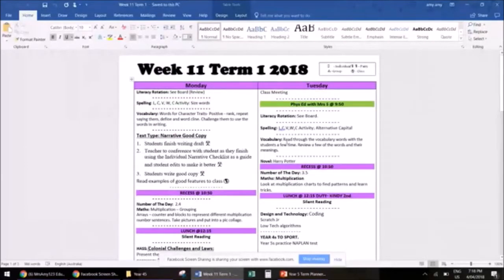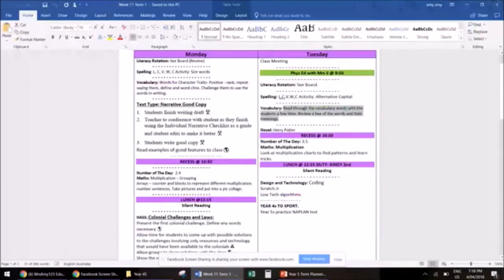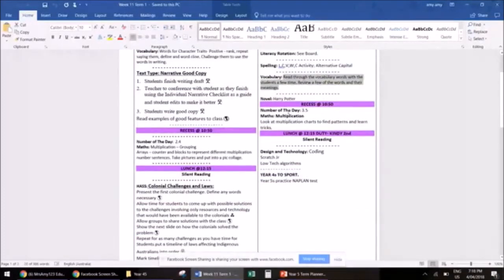I'd already done most of the morning and I realized I hadn't planned vocabulary over here. So I went back and we're doing words for character traits and we just review it on the Tuesday. Reading Harry Potter, I've already planned the maths.